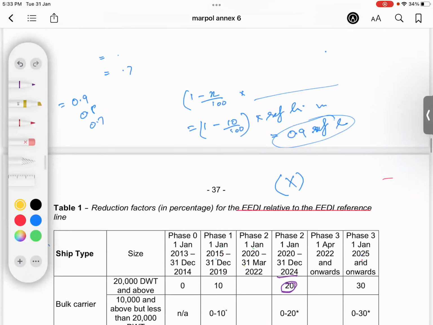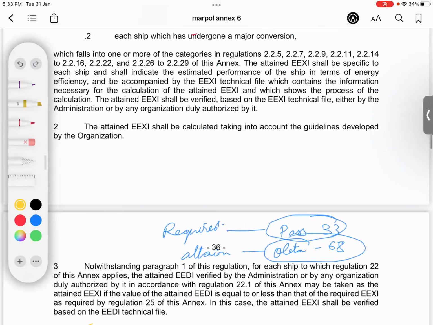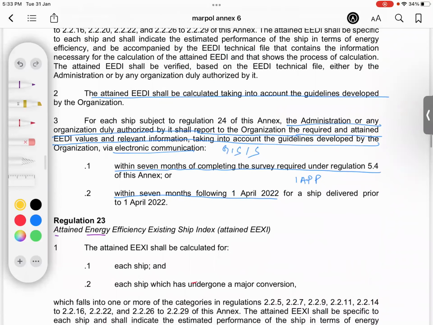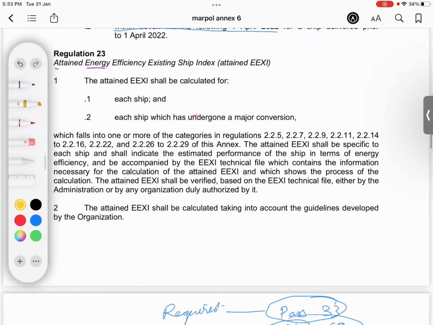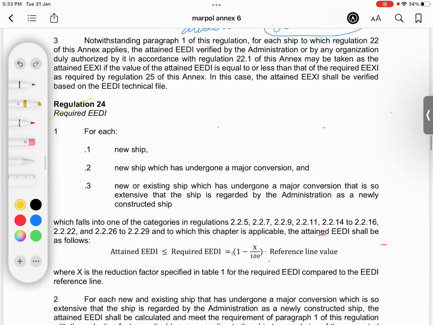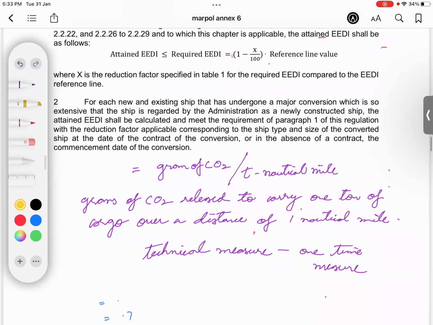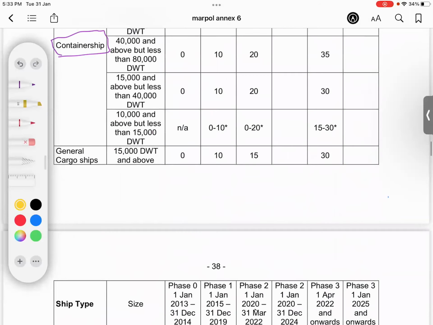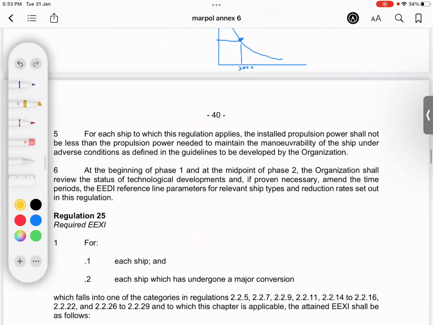Okay, तो अब देखिए आप will come on to the formula, right? Attained EEXI का formula exactly same है. That is power into SFOC into your carbon conversion factor divided by capacity into V reference, right? Exactly same. I will just show you the formula of required EEXI. Please have a look, guys. Required EEXI. There is something interesting over there, which you might not believe. I'll just show the regulation first.